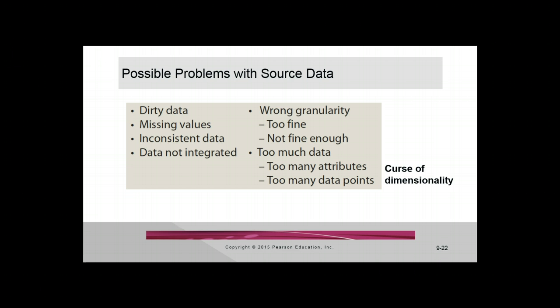We call that too fine. Not fine enough, or too coarse, means it's too highly grouped. If I'm trying to decide whether to offer this product at the Edinburgh Walmart, but all my data is regional or maybe national, it's too coarse, okay? What do you think is easier to deal with, too fine or too coarse? Which is easier to fix? Too fine.